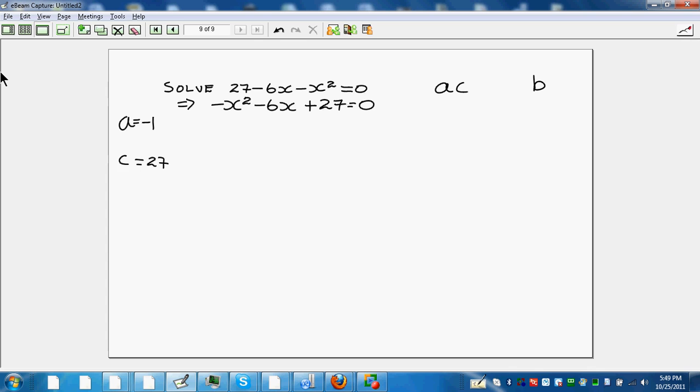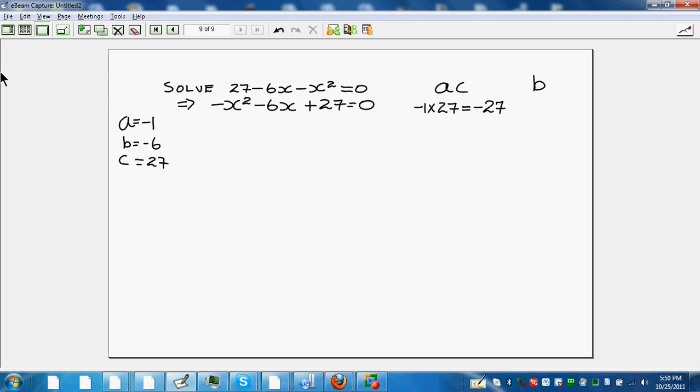In that equation, b was equal to minus 6. So ac, as we said, will be minus 1 multiplied by 27. Is that correct? Minus 1 multiplied by 27. Minus 1 by 27 is minus 27. Are we okay there so far?